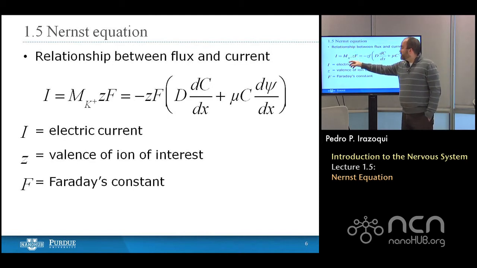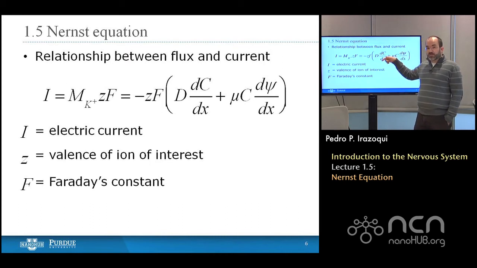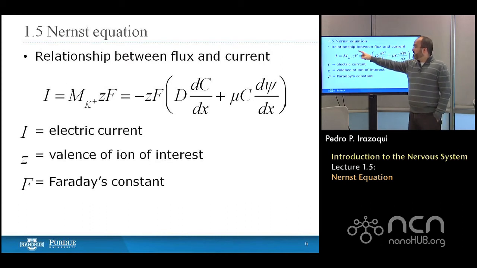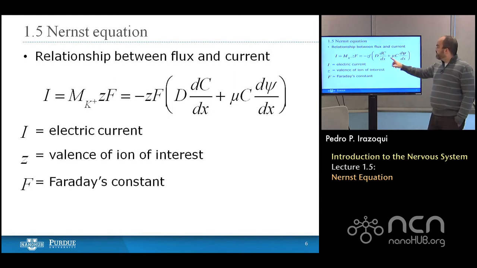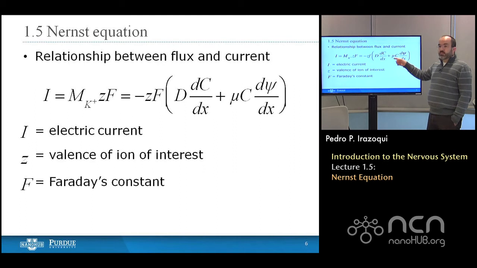So the current I is equal to mZF, which is equal to, we substitute the total molar flux into this equation, and we find that the current I is equal to the negative Z, the valence, which is a constant, times F, Faraday's constant, multiplied times the diffusion D times the derivative of the concentration with respect to distance x, plus, because we've taken both of the minus signs out of the parentheses, plus mu, the mobility, multiplied times the concentration, multiplied times the derivative of the local potential with respect to x.